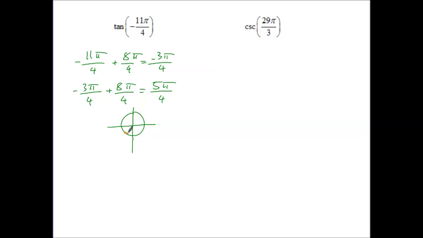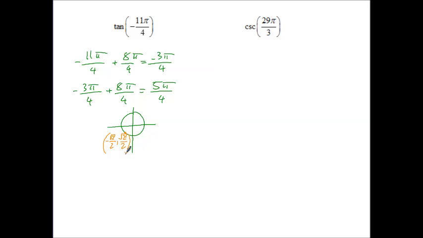5 pi over 4. And the coordinates of this point, this is one of our 45, 45, 90 triangles, and it's in the third quadrant. So both coordinates are negative. And they are negative square root 2 over 2, and again negative square root 2 over 2.